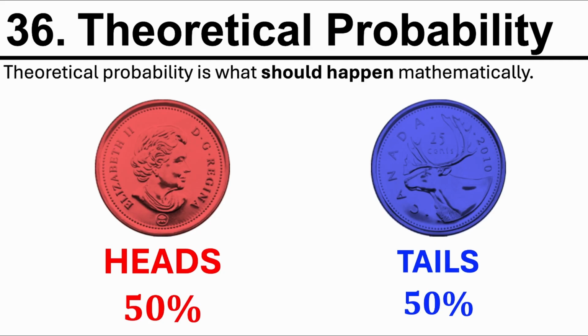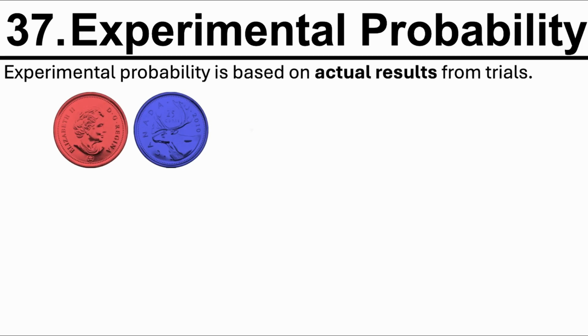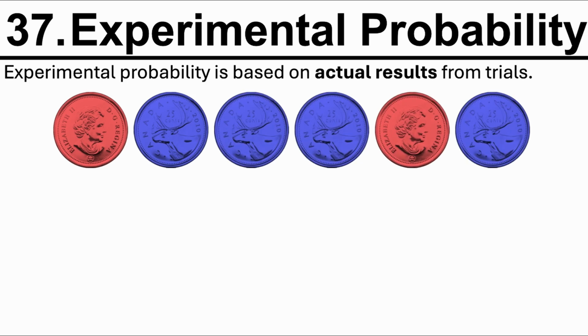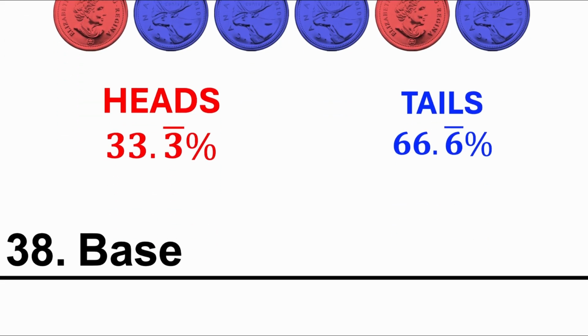And that leads us to the next term, experimental probability. Experimental probability is based on actual results from trials. So if I flip a coin 6 times and I get these results: heads, tails, tails, tails, heads, tails. We expected 50-50, but in reality, we got heads 1/3 of the time and tails 2/3 of the time. That's experimental probability.